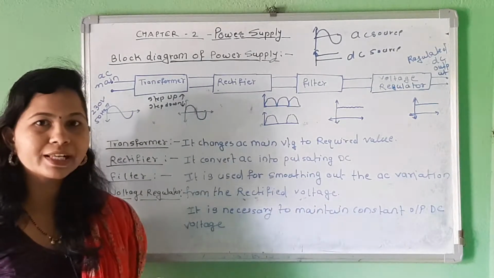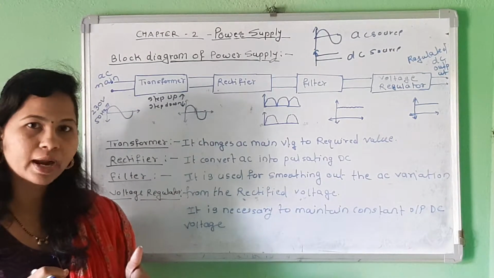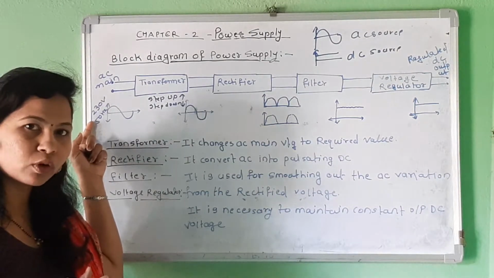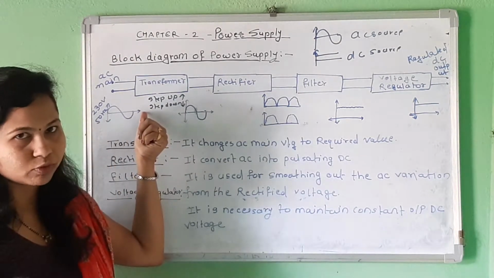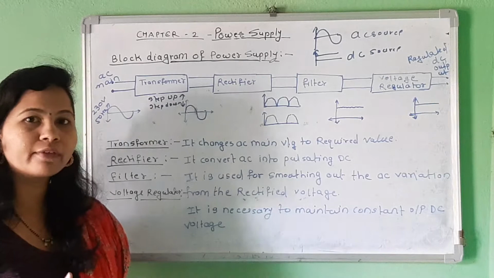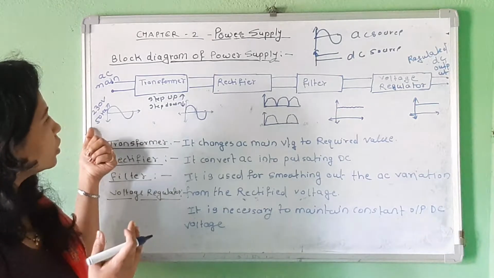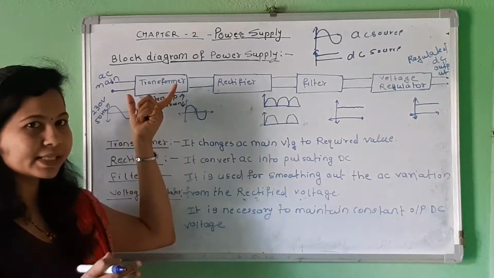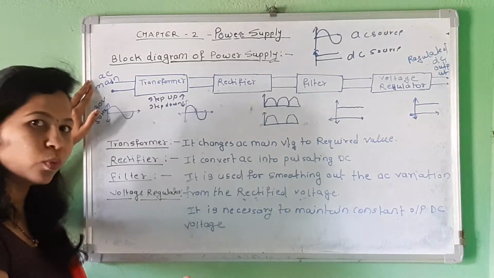For example, our mobile charger requires a 5 volt supply, but the supply coming to our house is 230 volt. So we have to reduce the value of this 230 volt. What will we use? We will use a step down transformer. Another example is CRT. CRT needs more voltage, so we have to increase the value over 230 volt. So which transformer will we use? Step up transformer. So basically transformer is used to change the AC mains voltage into the required value.